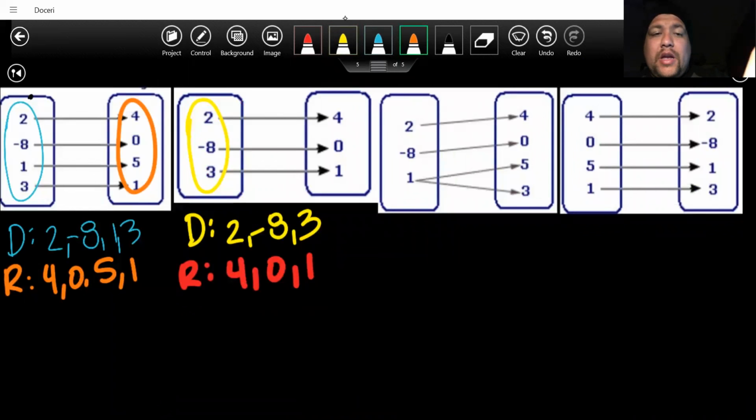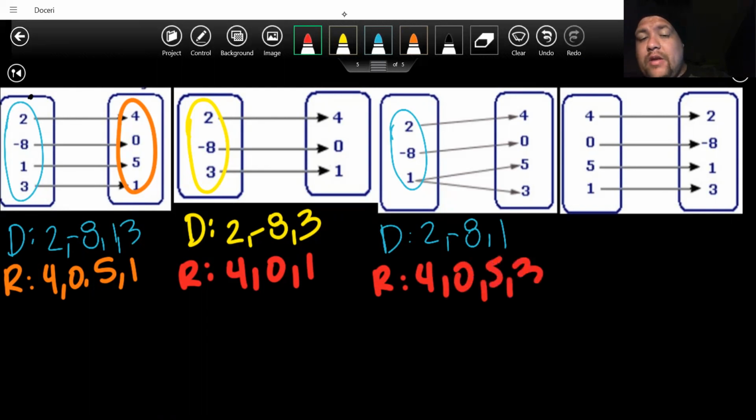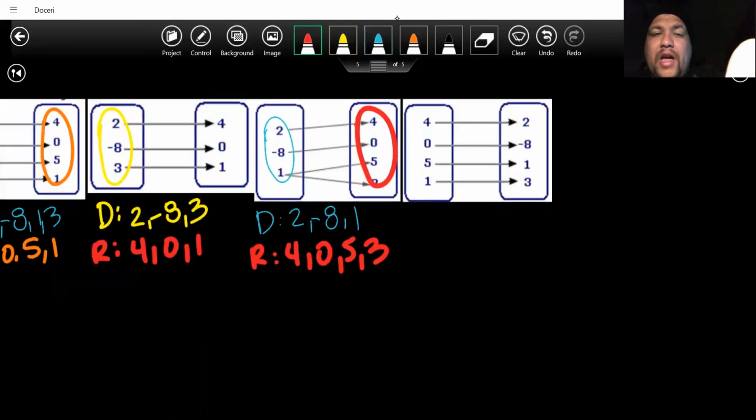Again, domain is represented by my first inputs here. So 2, -8, and 1. Our range will be 4, 0, 5, and 3. Inputs and outputs. Go ahead and try the last one. I'm pretty sure you can tell me directly out. We'll finish this one up together.